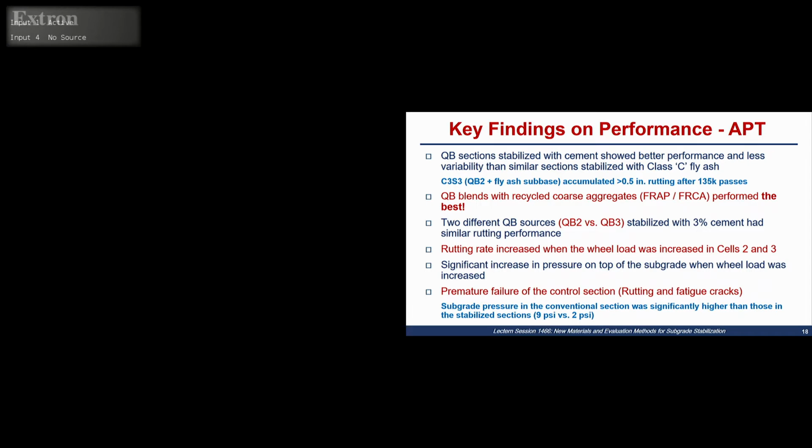The premature failure of the test section with rutting and fatigue is due to failure of the material because of the thickness of the material as well as the porosity of the HMA, but still overall it had a higher pressure on top of the subgrade transmitted to the subgrade.